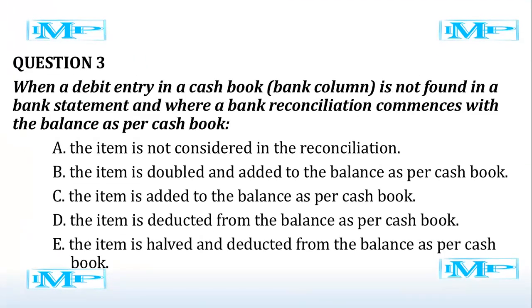Question number 3. When a debit entry in a cash book bank column is not found in the bank statement, and where a bank reconciliation commences with the balance as per cash book, A, the item is not considered in the reconciliation. B, the item is doubled and added to the balance as per cash book. C, the item is added to the balance as per cash book. D, the item is deducted from the balance as per cash book. E, the item is halved and deducted from the balance as per cash book.